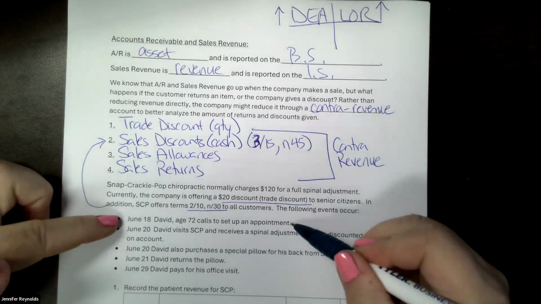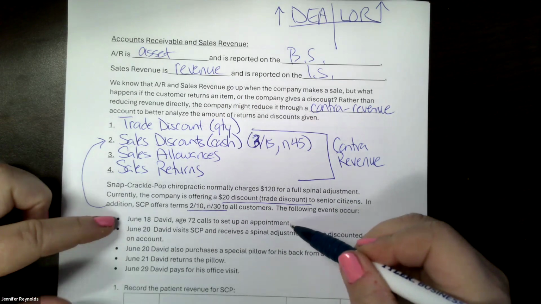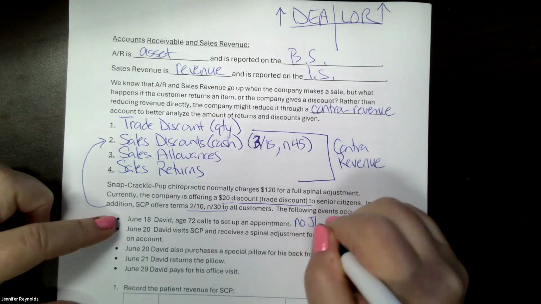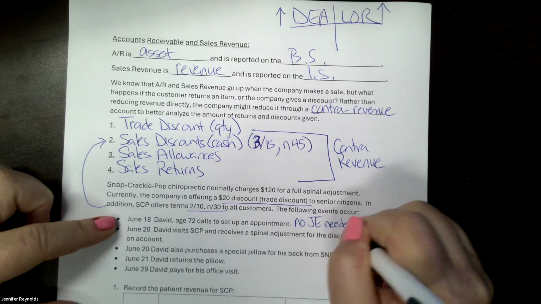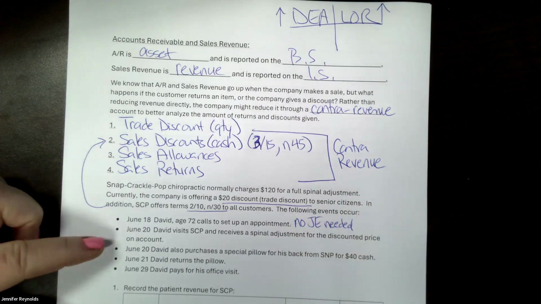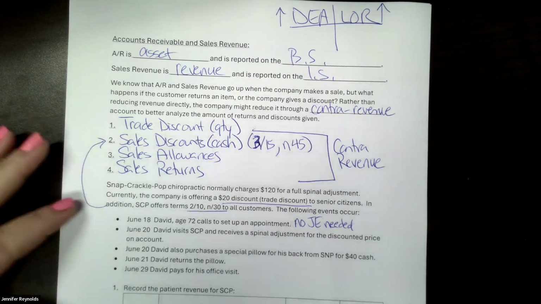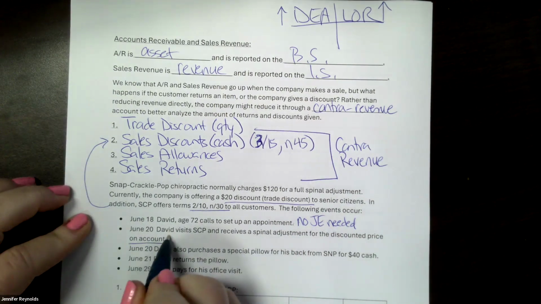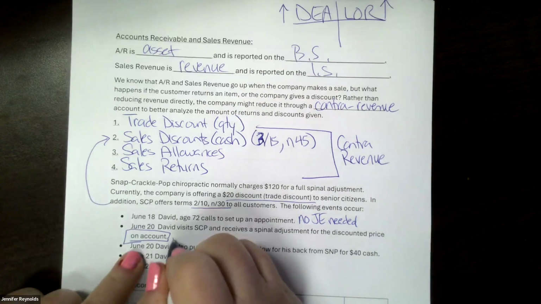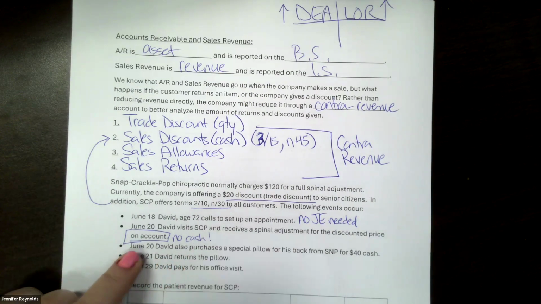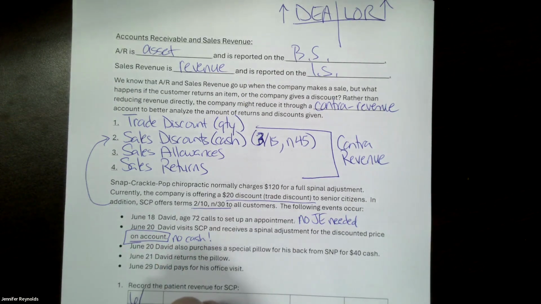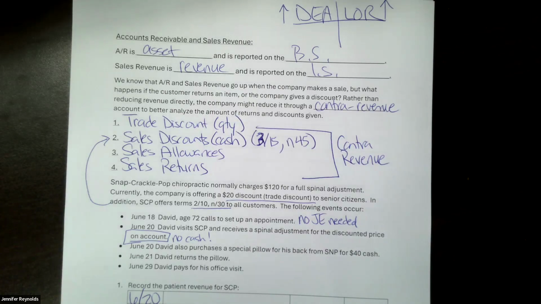Nothing. They didn't get any revenue. They didn't get any cash on deposit. So no journal entry is needed here. Okay, on June 20th, David visits Snap Crackle Pop and receives his spinal adjustment for the discounted price on account. Don't forget, pay attention when you see on account. No cash. Okay, so on June 20th, what would Snap Crackle Pop record?